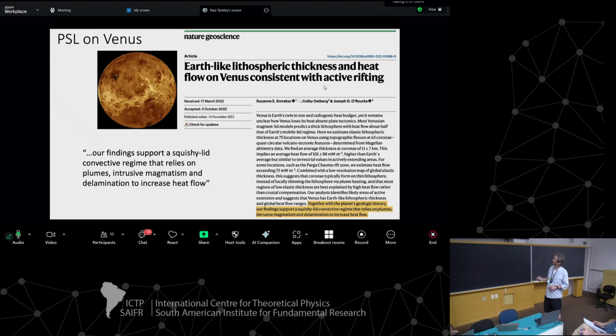It's also been interpreted as being applicable to Venus. We didn't write this, these are people who know about Venus. And they also think that this squishy lid regime is applicable to Venus's inferred geological history.